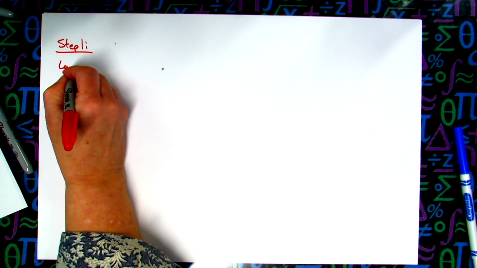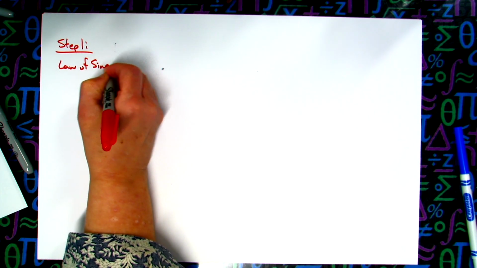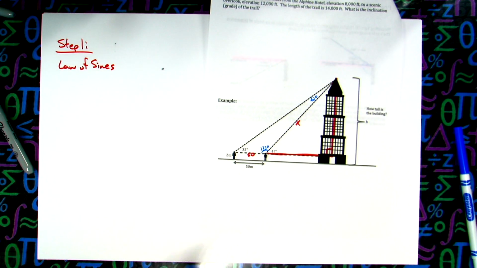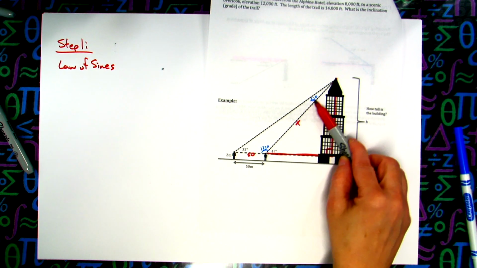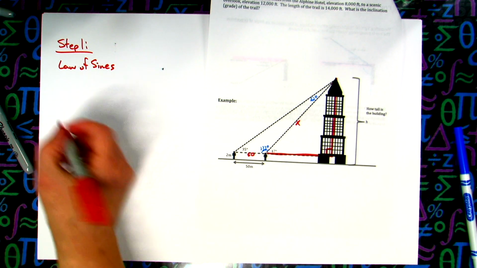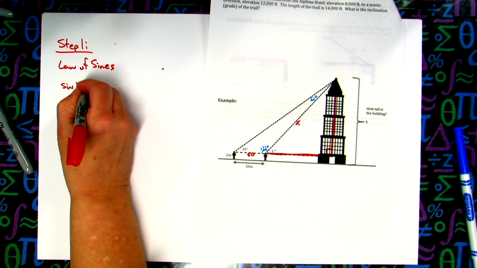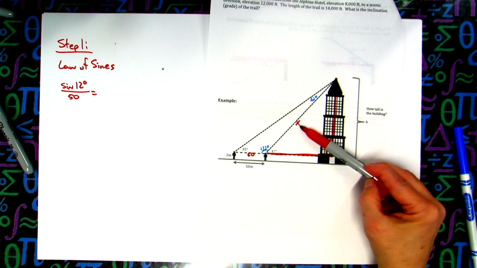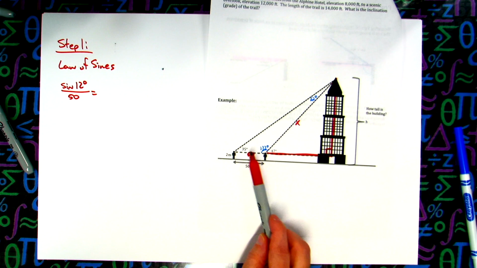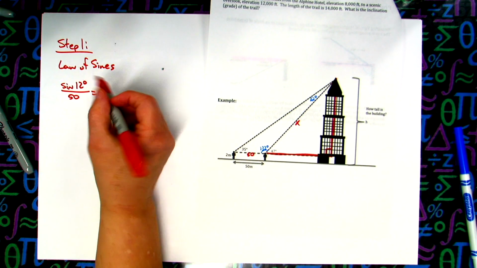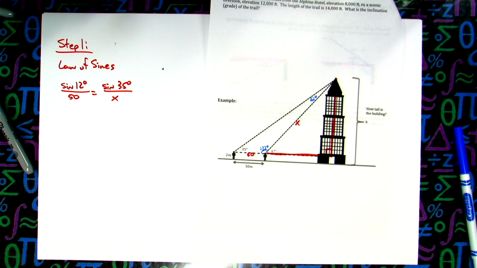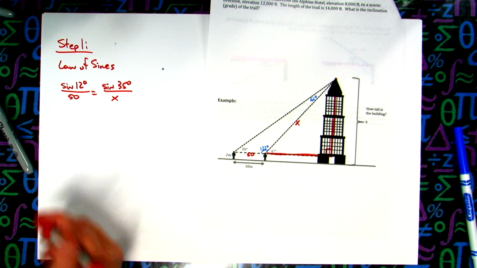Step 1, I'm going to do law of sines, and I'm finding x. So from that picture, I'm going to have the sine of the 12 degrees over the 50. Now I want the x side so that I've got my right triangle trig here. So I'm going to go sine of 35 over x. And then that's going to let me cross multiply and solve for x there. Of course it's going to be a rounded value, but that's okay.